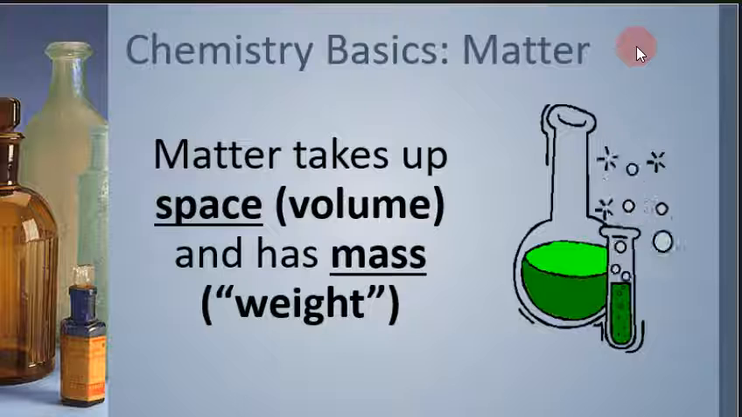So our first blank we'll be filling in is matter. What is matter? You already know this. Matter is anything that takes up space, which is the same thing as volume, and has mass or weight for our purposes, seeing as how mass is going to be measured by a scale based on the gravitational pull of the Earth. Okay, we're not going to go outside of the Earth's atmosphere here to weigh anything.